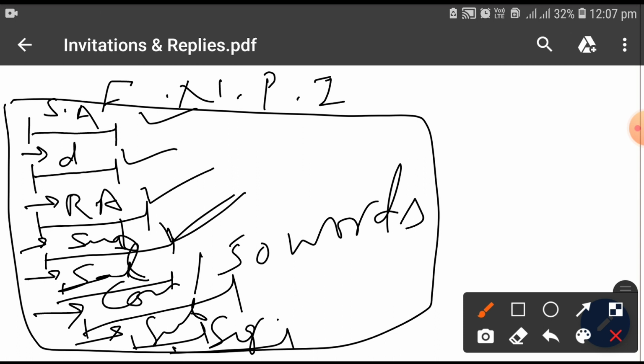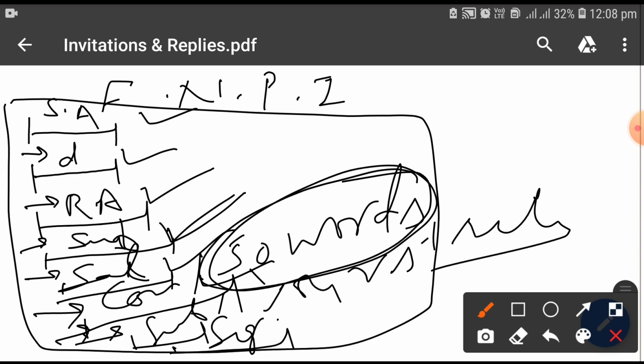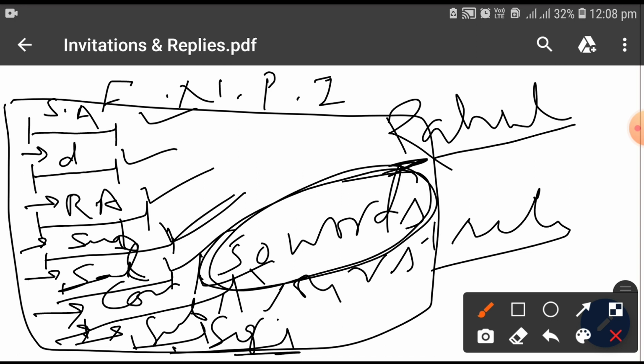After that we should mention the subject. After subject we should mention salutation. After salutation we should write content not more than 50 words. After that we should leave one line between content and subscription. We try to write subscription in the form of yours truly. After that we should mention signature. We should always write signature in this way. Suppose you are Rahul, then you should write signature like this: the first letter of signature should be in capital, and the remaining part should be in small letters.